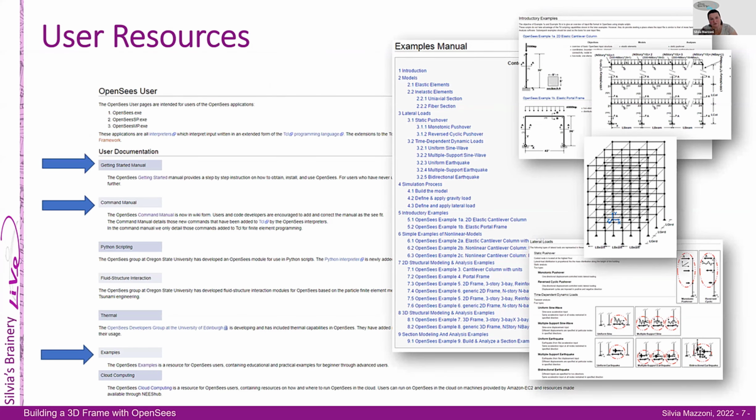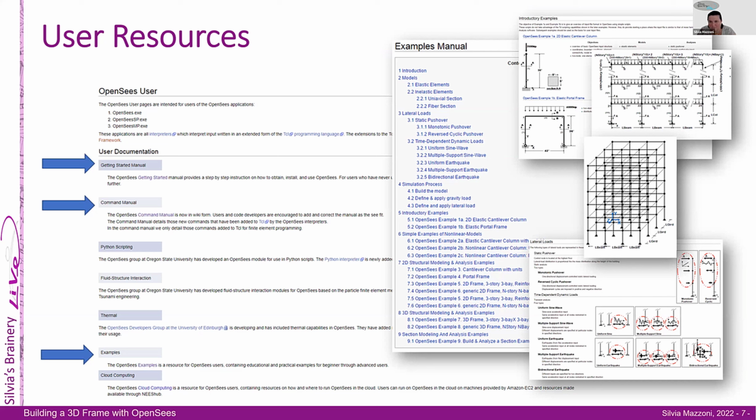This is just within the wiki. When you go to the examples manual, make sure you go to the one that they call the advanced examples manual, which is what is shown here on the right. This is the one that I wrote, where I developed the scripts starting from an elastic cantilever column all the way to much more complicated structures. Along the way, I try to introduce new concepts and ideas.